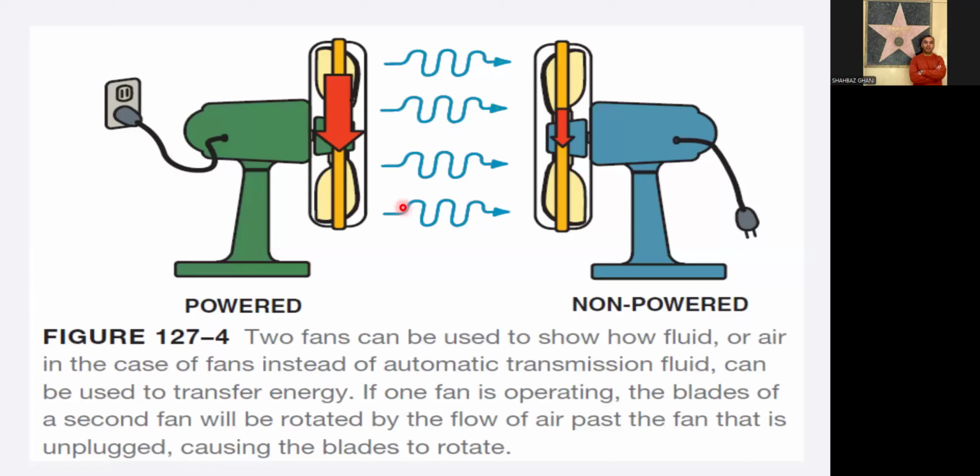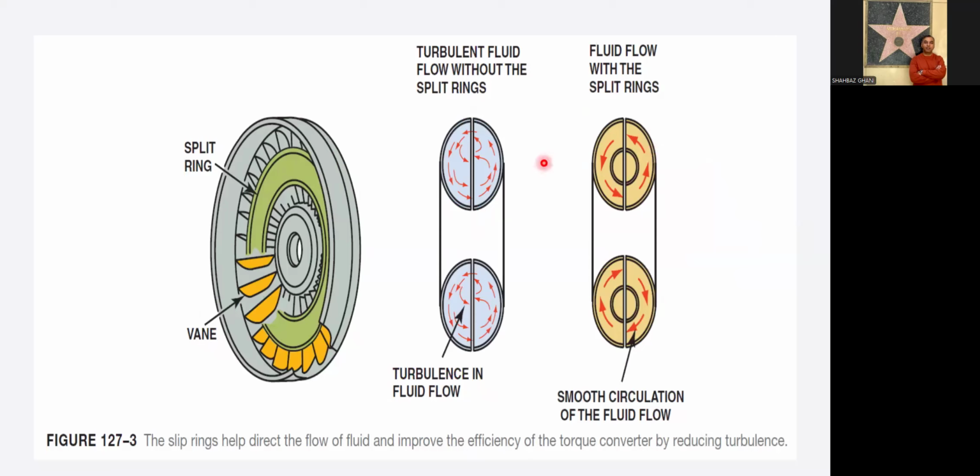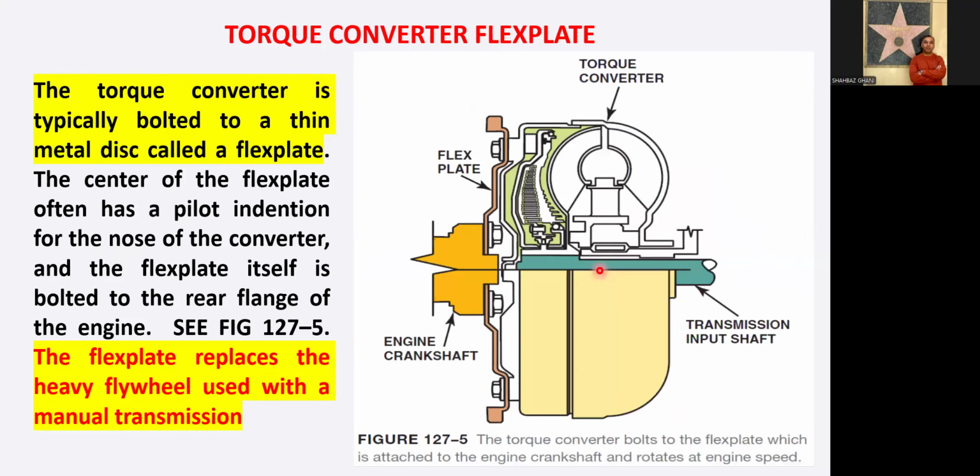And this was the example given by two fans, one stationary and one rotating, and how it affects the stationary fan. Then the flow movement in the torque converter, from the turbine blade it goes to the stator, then to the impeller, and how it transmits. Then we have the function of the split rings and vanes, how they induce turbulence and circulation of the flow.